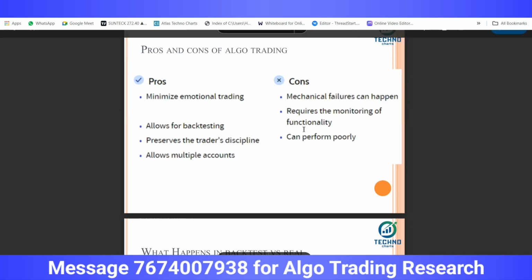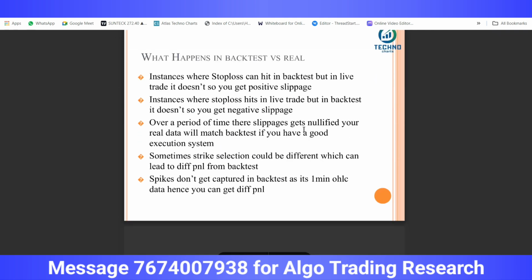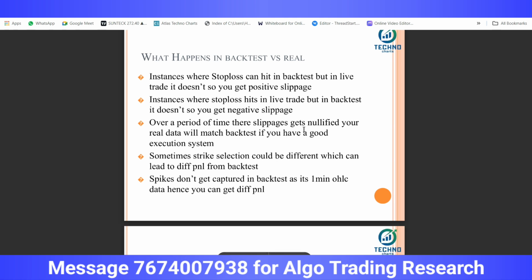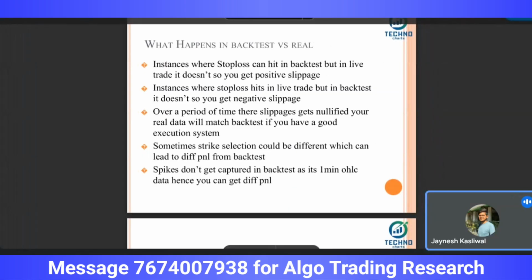Right, so we have seen this. Now, the most important part, this is the most important thing that we are going to cover now: what happens in backtest versus what happens in real trade. Many times you will see backtest is showing 40,000 rupees profit, but in live you have got only 10,000, 20,000 rupees profit, or backtest is showing 10,000 loss, and you have got 15,000 rupees loss.